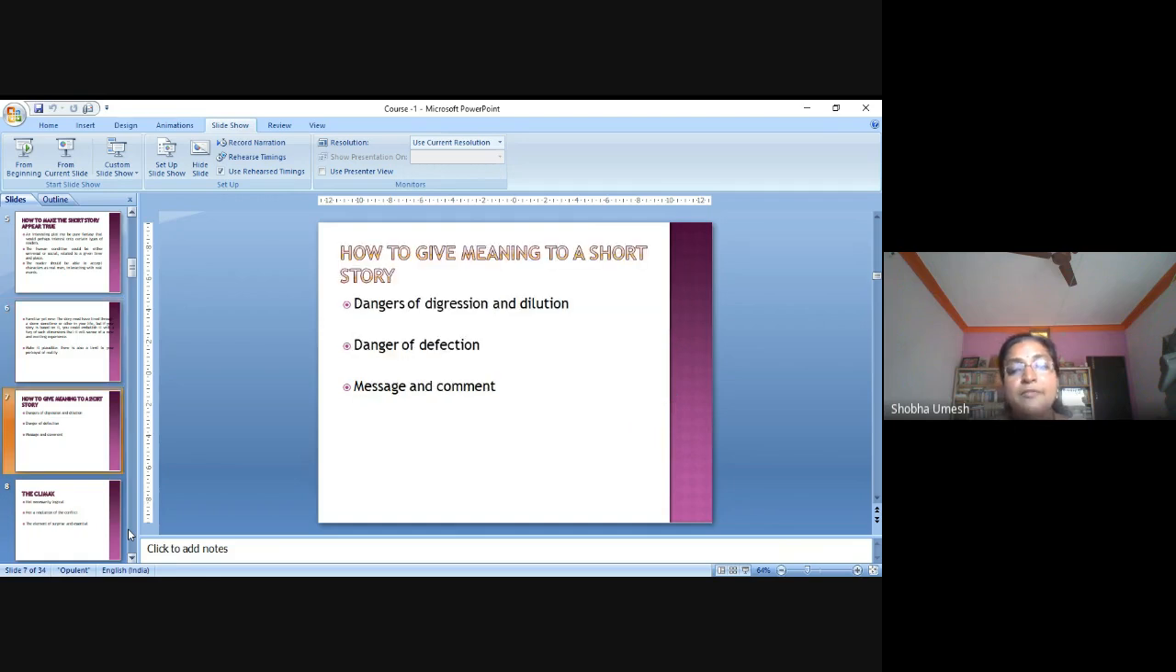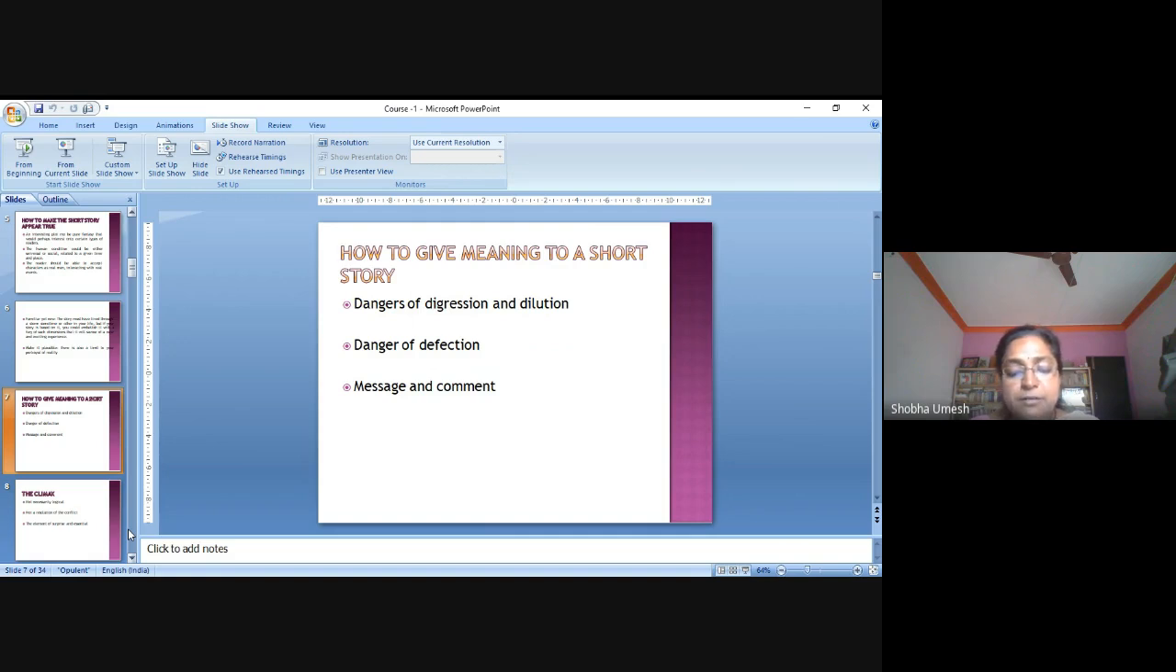So, how to give meaning to a short story? How are you going to give meaning to a short story? When we write, we have to keep these things in mind: dangers of digression and dilution, dangers of deflection, and message and comment have to be given importance. Digression and dilution are very closely intertwined, we can say.